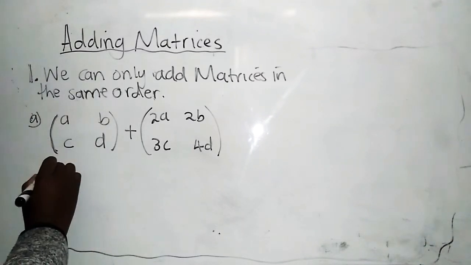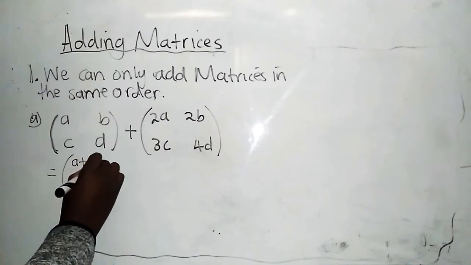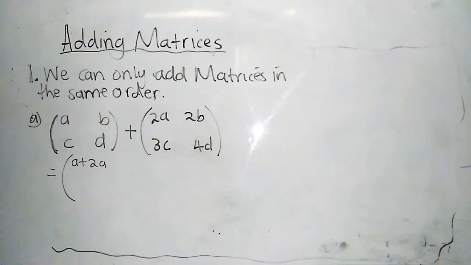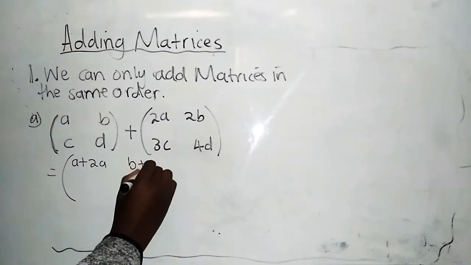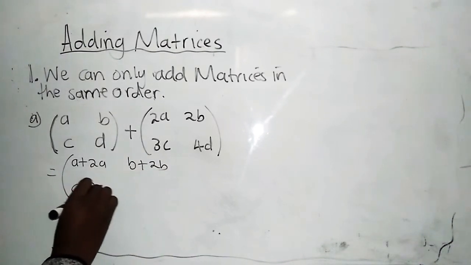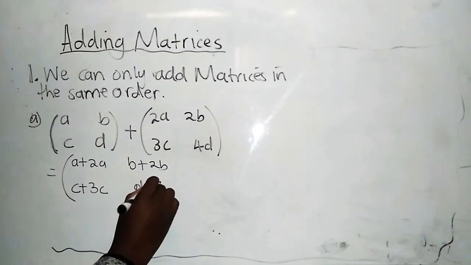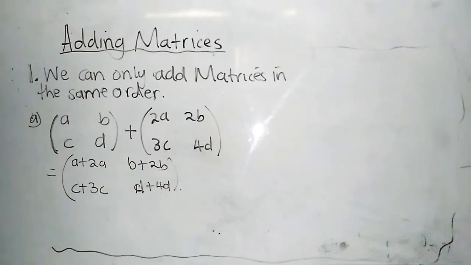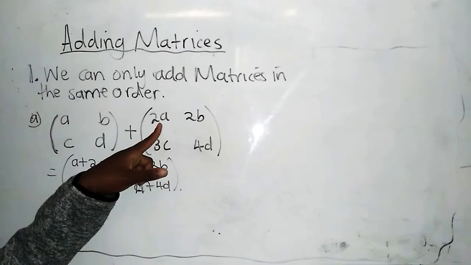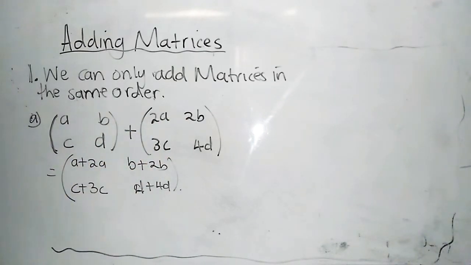So meaning to say, the next step will be adding A to 2A, right? B, we are adding it to 2B. C, we are adding 3C. And then for D, we are adding it with 4D like that, okay? Take note of that, especially when they come in their numbers. This number will be added to that one, that one, that one, this one, and that one, in that order.